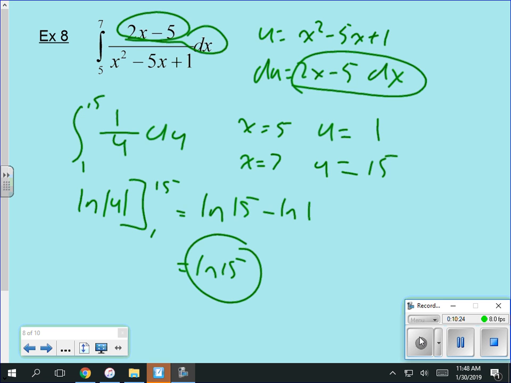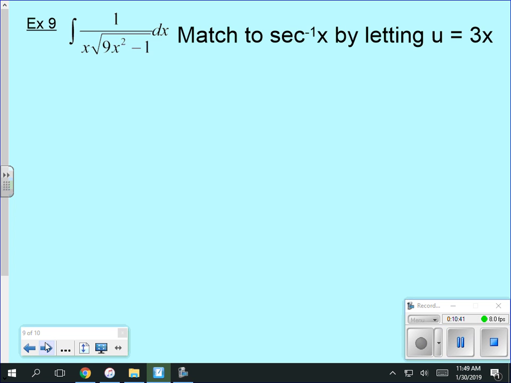No, because you're evaluating, so no C on the evaluation. You only need a C when it's an indefinite integral, when you don't have bounds. When you have bounds, you're evaluating. No, you don't have to worry about that. All right. I did not know that.